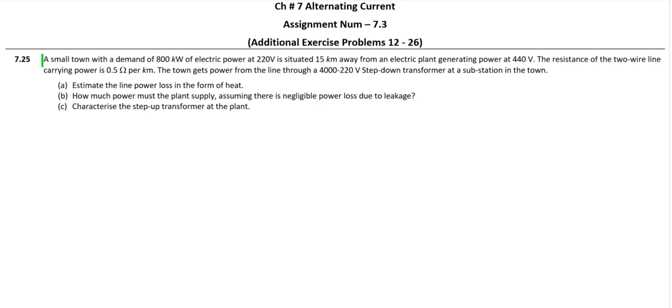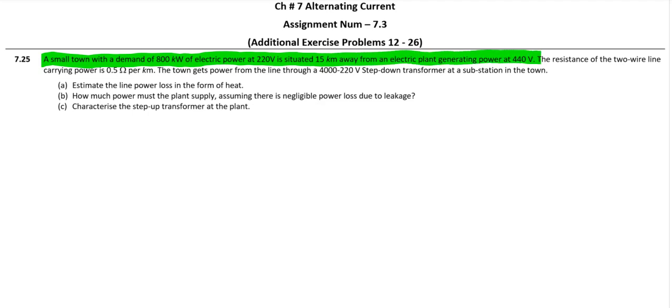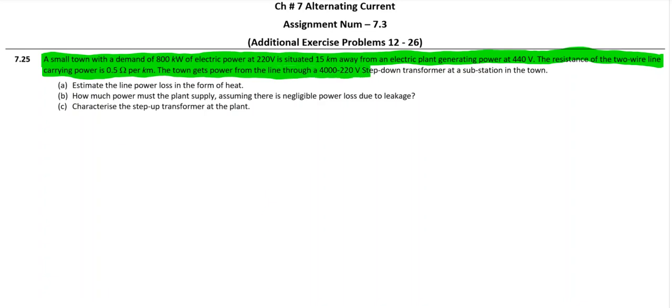The question is, a small town with demand of 800 kilowatt of electric power at 220 volt is situated 15 km away from electric plant, generating power at 440 volt. The resistance of the two wire line carrying power is 0.5 ohm per kilometer. The town gets power from the line through 4000-220 volt step down transformer at substation in the town.